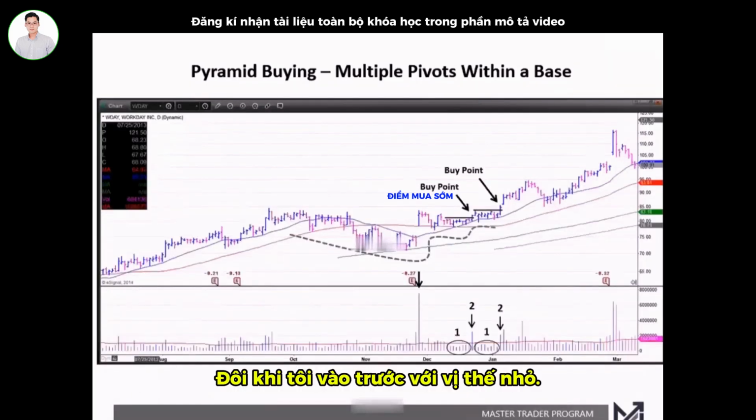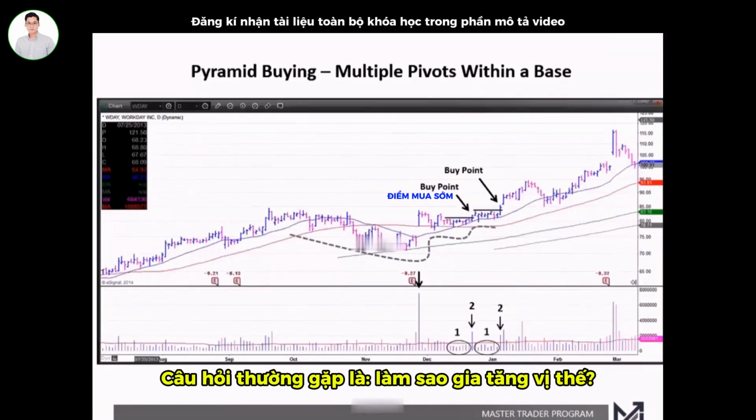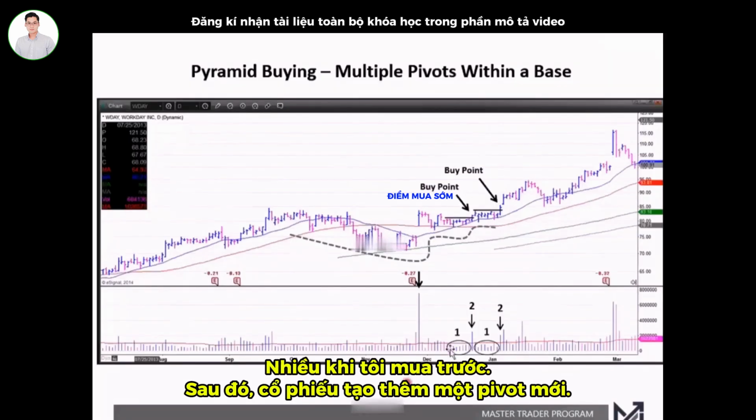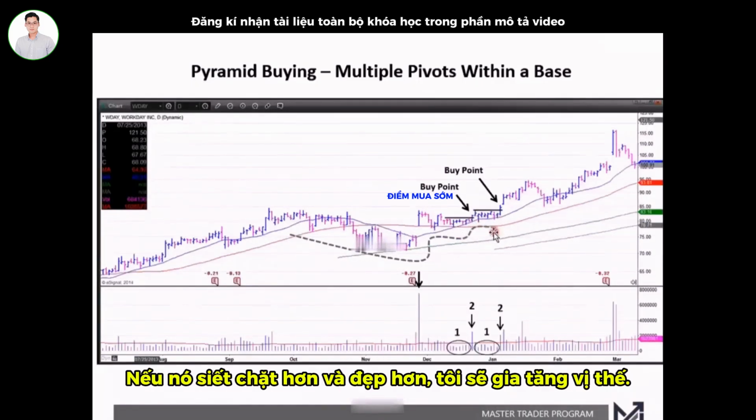And sometimes what I'll do is I'll actually start my position. I start with a smaller position. This is a popular question, how do you add to a stock and pyramid in a name? So a lot of times what I'll do is I'll buy the stock, and then within the base, it will actually form another pivot, and it will either tighten up even more or just elongate the base where it really starts to have some nice symmetry, and the stock improves. It actually looks even better.